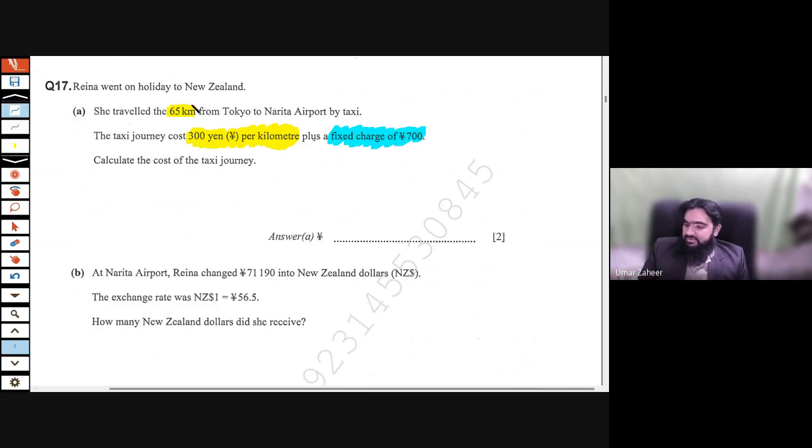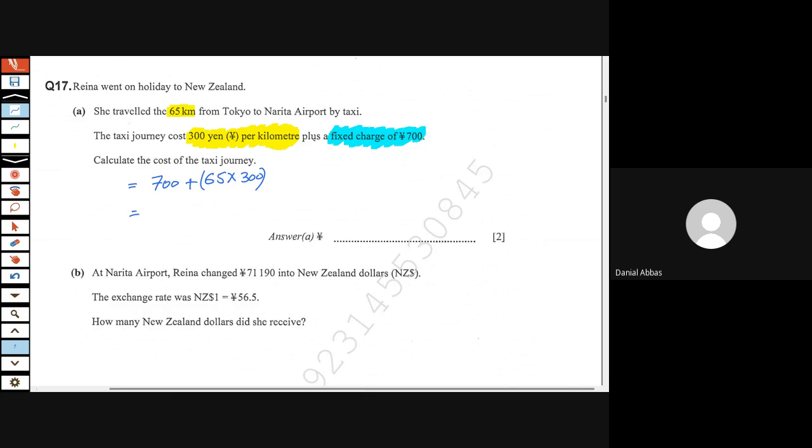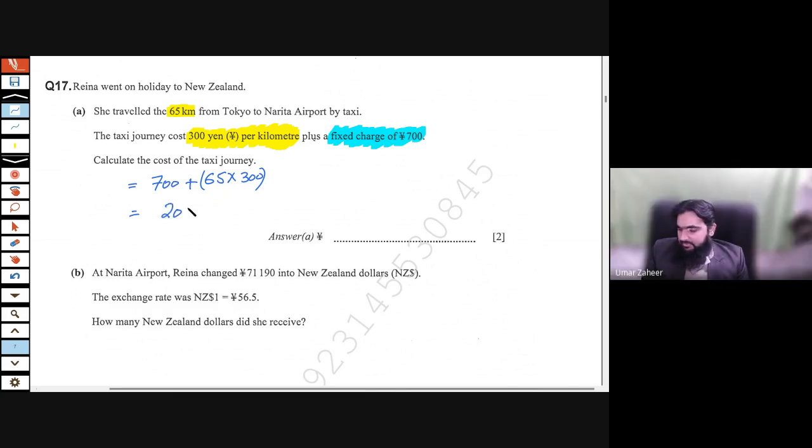So she traveled 65 kilometers, right? First of all, we have a fixed charge of 700 yen. If you book a taxi, you need to pay 700 plus you travel 65 kilometers, and the cost of 1 kilometer is 300 yen, so multiply. Basically, this is for the booking, and this is for traveling 65 kilometers. Yes, that will be equal to 20,200 yen.